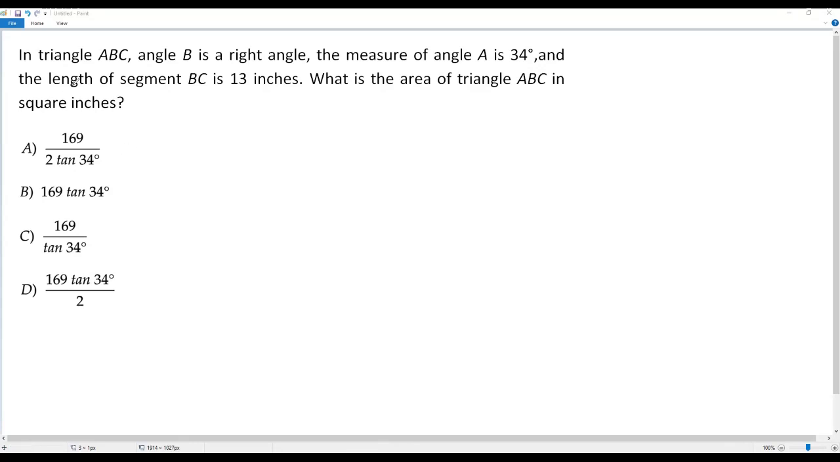Here we have a SAT math problem. Okay, let's go to the question. In triangle ABC, angle B is a right angle. The measure of angle A is 34 degrees and the length of segment BC is 13 inches. What is the area of triangle ABC in square inches?